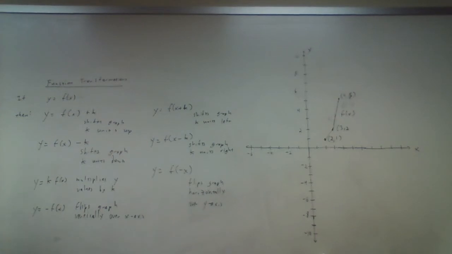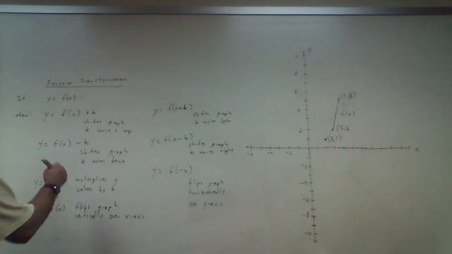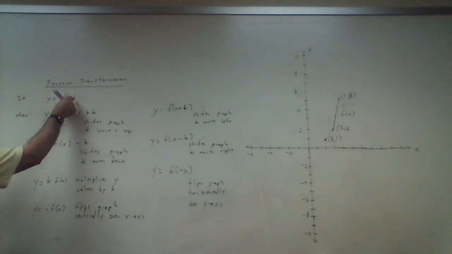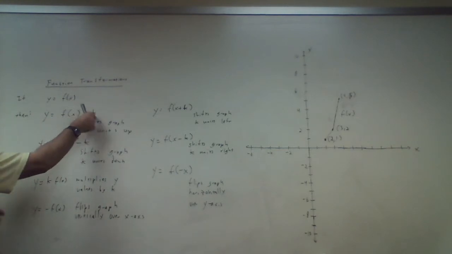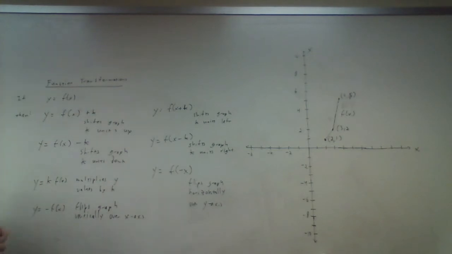Okay, so here we're going to talk about function transformations. If your original graph is y equals f of x, then if you were to have a new function where y equals the original f of x plus a number, it adds that number to all y coordinates, moving the graph up. If you have the original f of x and you subtract k units, it takes away k units from every y, moving it down.